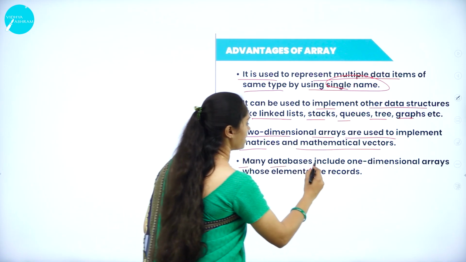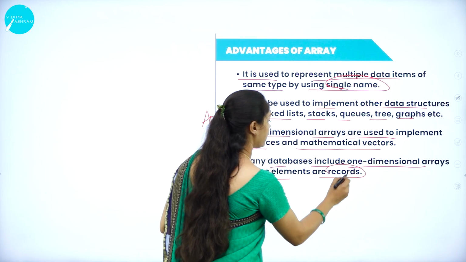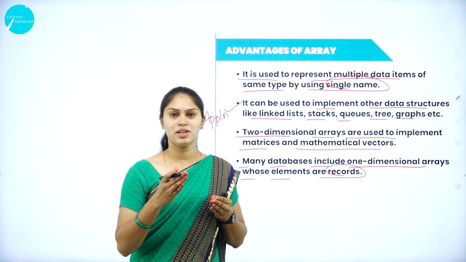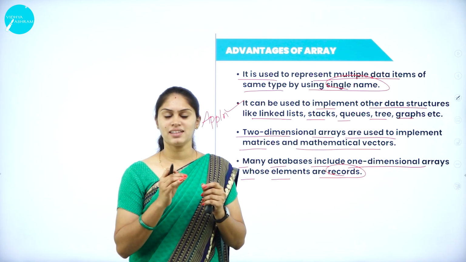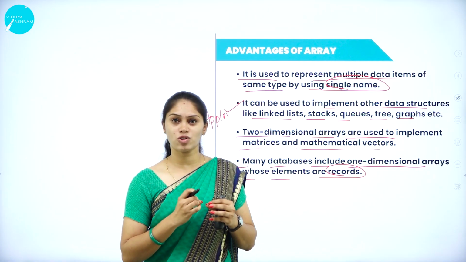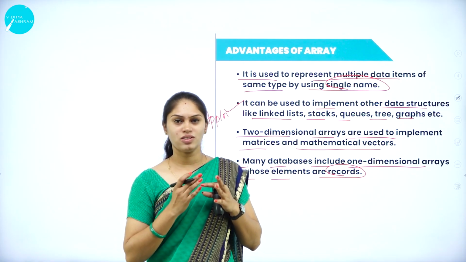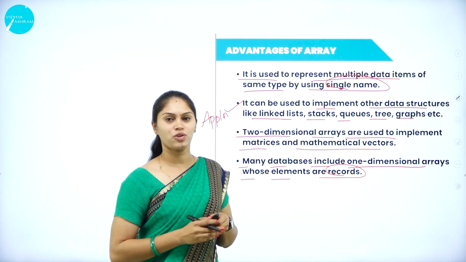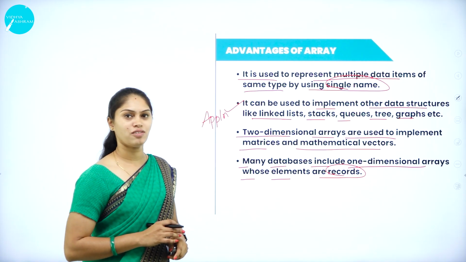Many databases include a one-dimensional array whose elements are records. When it comes to a one-dimensional array, it can be row-wise or column-wise, but cannot be both. If it is like that, then we call it a record, which will store n number of data elements of the same type. For that purpose, we use a one-dimensional array. So these are the advantages of an array.